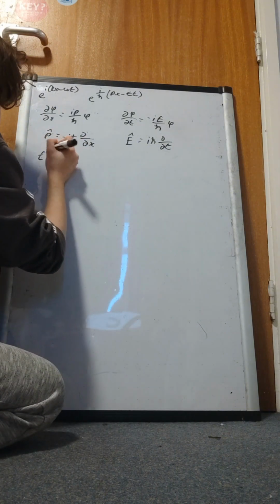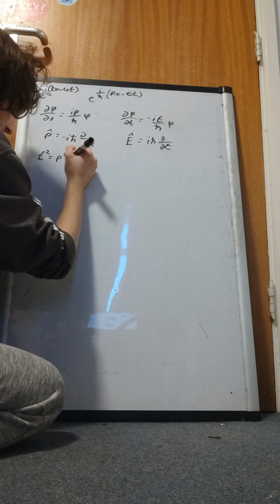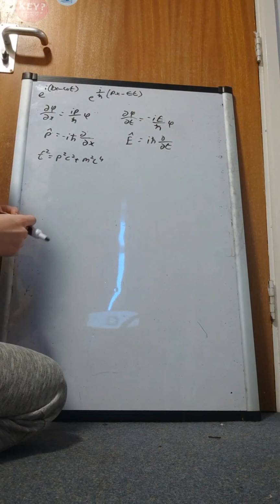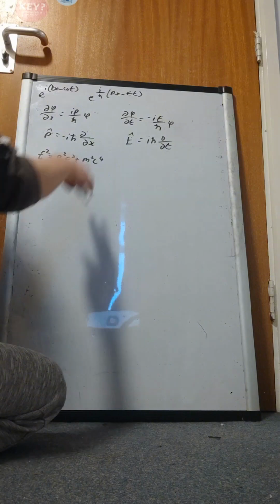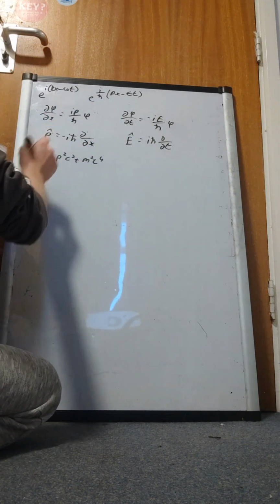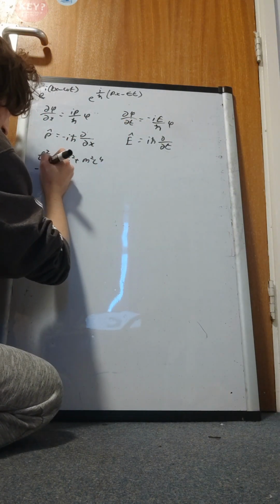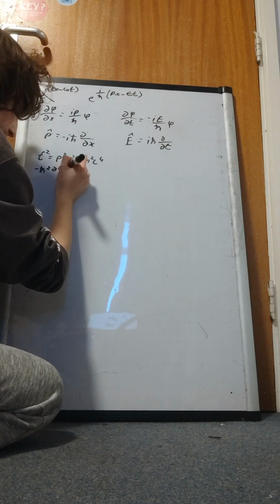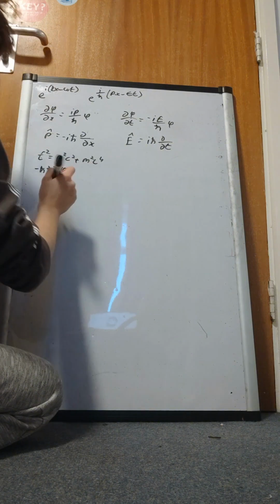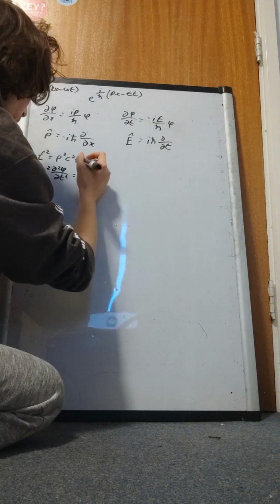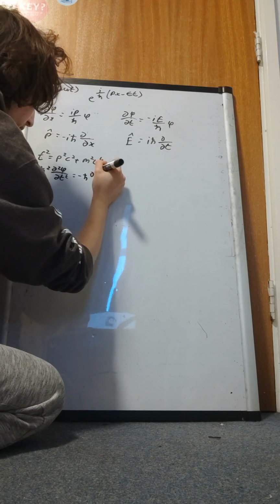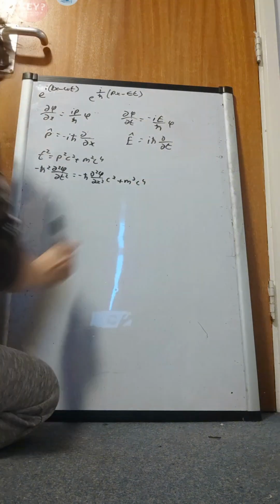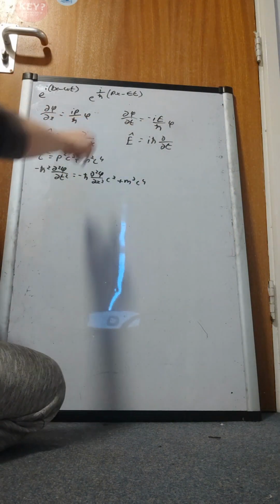So consider E squared is equal to p squared c squared plus m squared c to the 4, which you'll learn in first year special relativity if you haven't already. We can of course rewrite this in operator notation. So let's consider minus h bar squared d squared phi dt squared is equal to minus h bar squared d squared phi dx squared c squared plus m squared c to the 4. Now this is just this, but written with the operators.